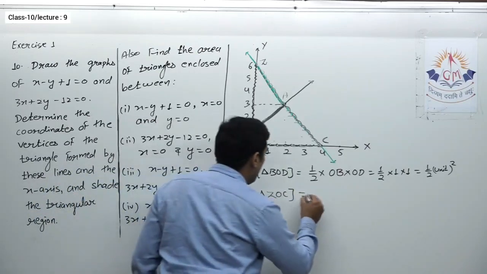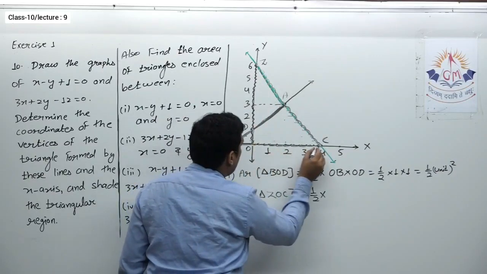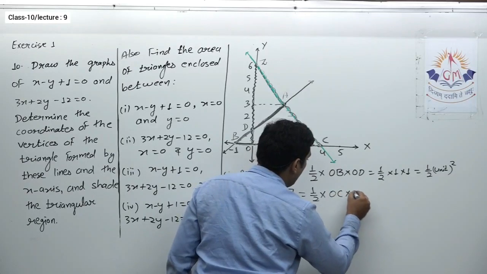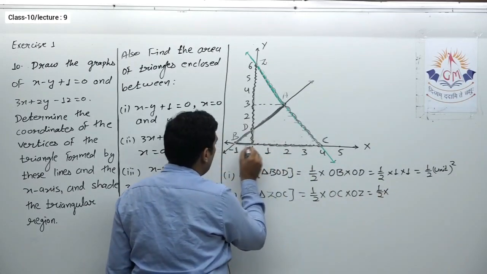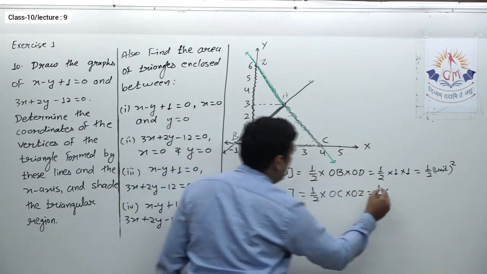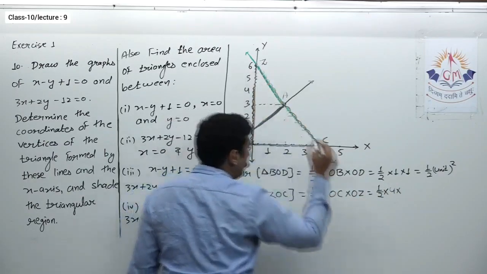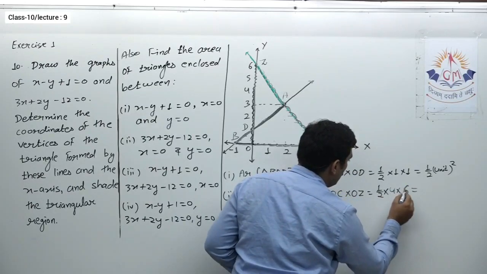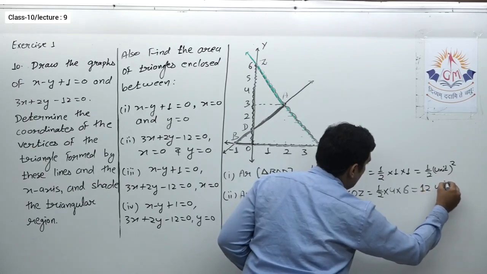So this is equal to 1 by 2 into. This will be considered as the base and this will be the height. So OC multiplied by OZ, so 1 by 2. Now it is very easy to find the length OC. O to C, this length is 4 units. And OZ, this length is 6 units. So the area of the triangle will be 12 unit square.